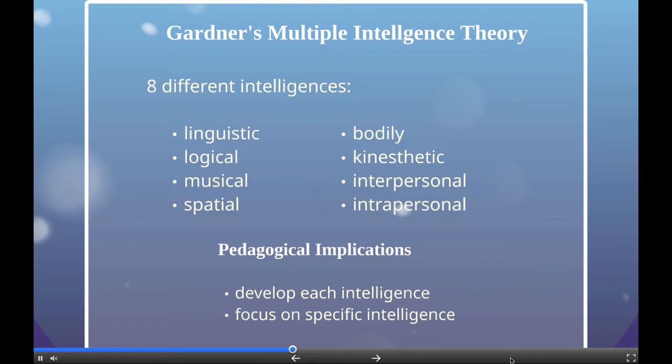Some educators influenced by this approach may teach to develop each and every intelligence directly, while others prefer to focus their teaching on specific intelligences that they feel are more important for children to develop in school.